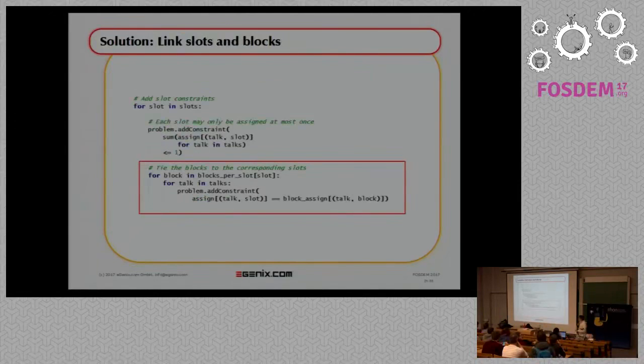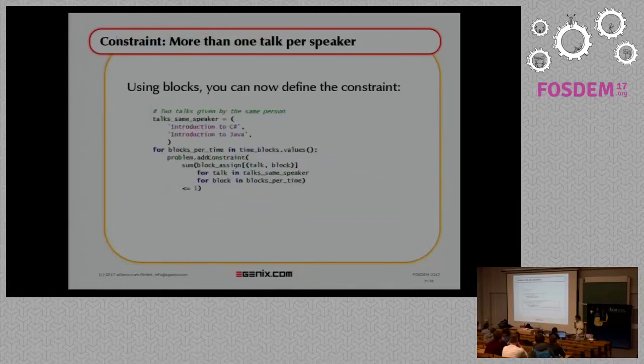And then once you have that, you can tie the blocks that you've defined, so basically the Legos, to build the little larger talk slots that you have. And you do that again using a constraint down here. So you say that a certain talk slot that you've defined has to be composed of a number of blocks that you have.